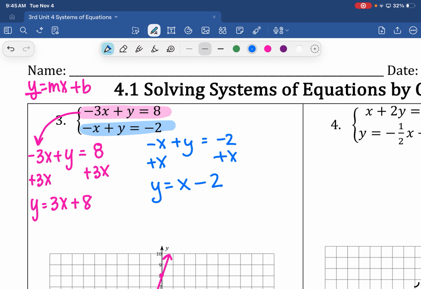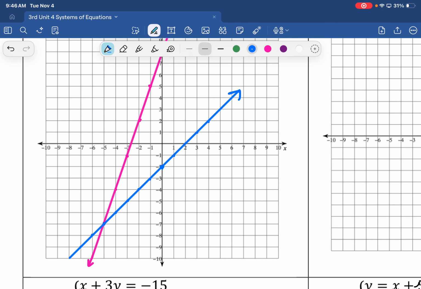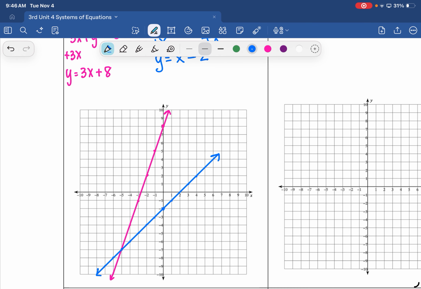What's our y-intercept there? And then what's the slope? Up 1 over 1. Okay, and I can also put points going the other way if I want to. So just by doing that, what is our solution? Negative 5, negative 7 is our solution.